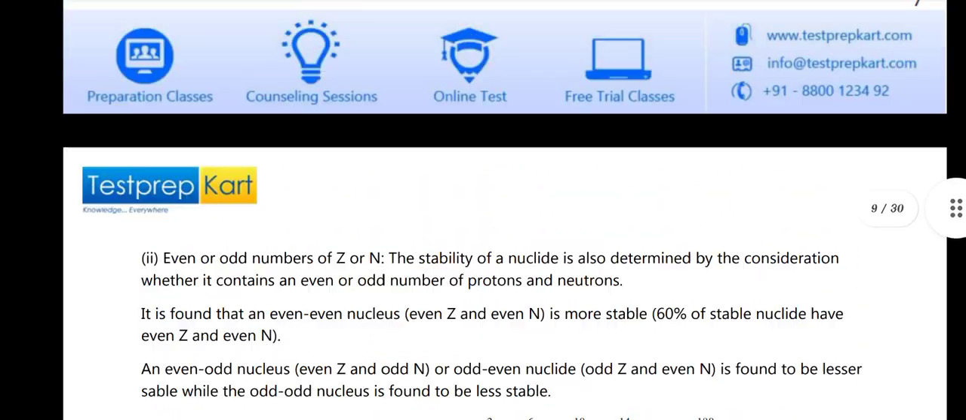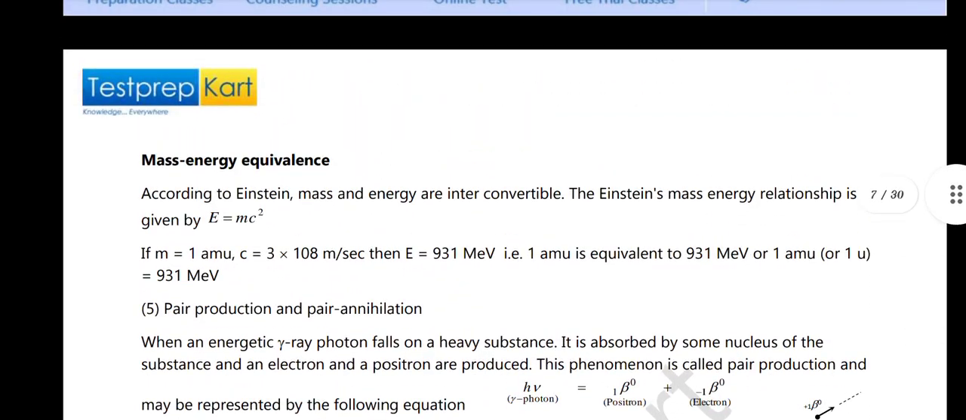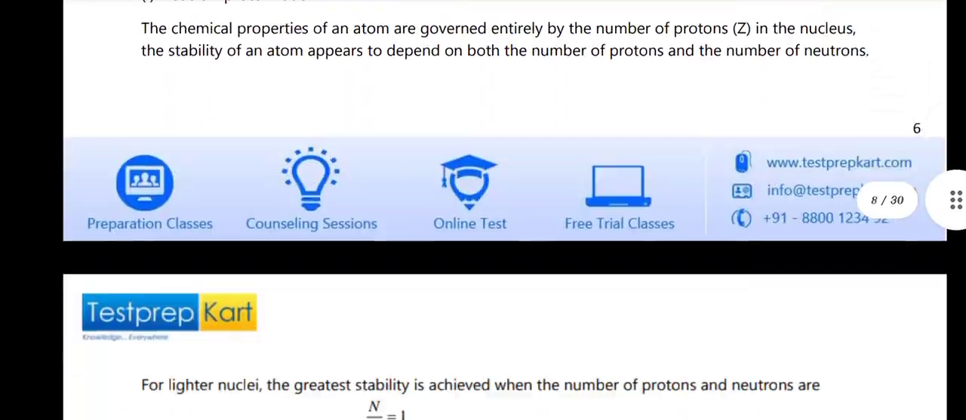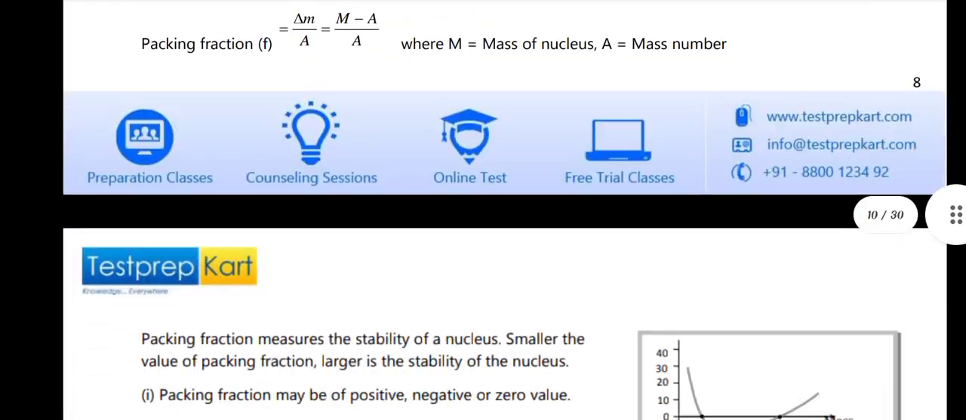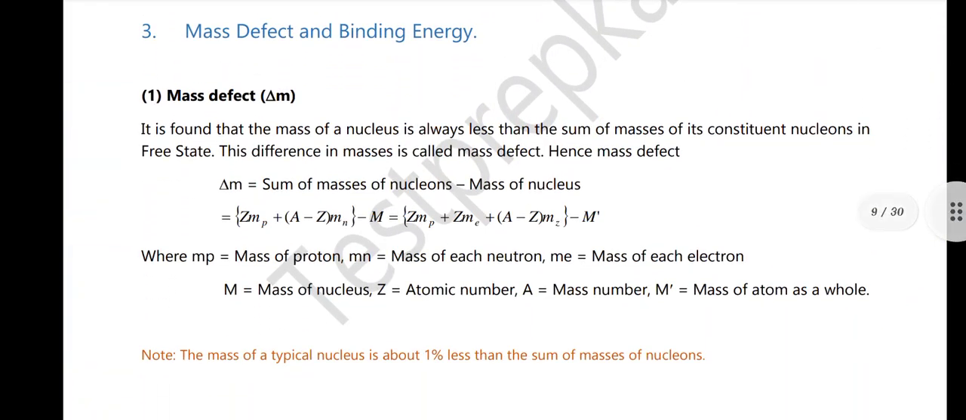Okay, this is what we learned in this topic, the stability of the nucleus. We learned different types of stability of the nucleus. Now, mass defect and binding energy. Let us come to this topic.